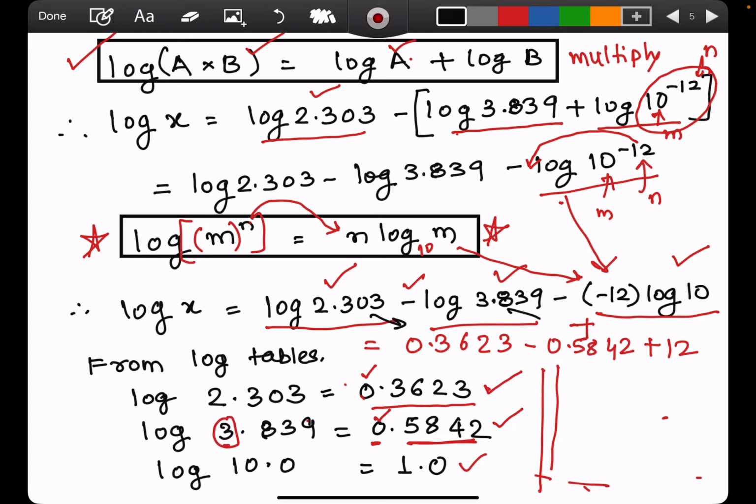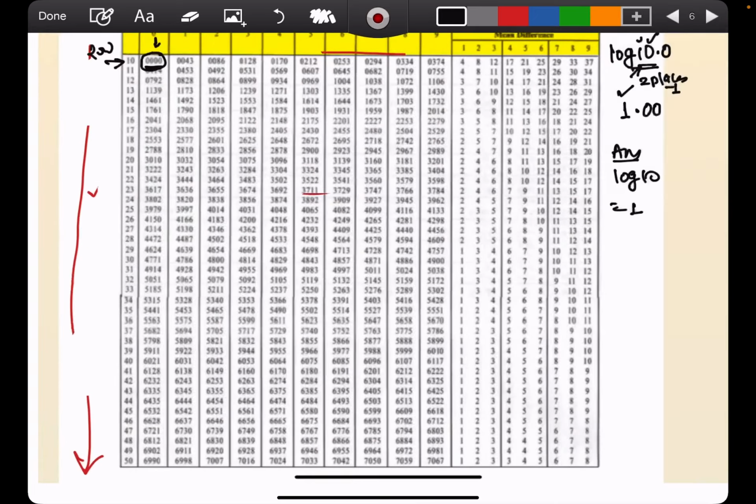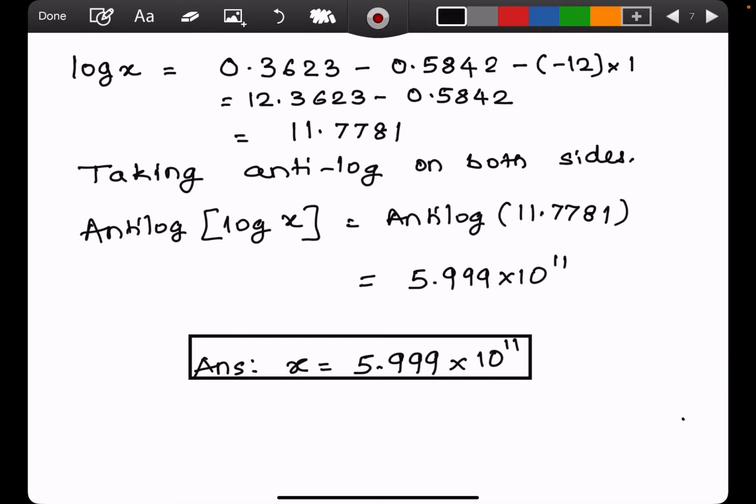3.839 log, I write it as 0.542, and log of 10 I write it as 1. 1 into 12 is 12. Substituting this and solving, you get log of x is 11.789. Now you don't want log of x, you actually want to find x. So for finding x, you have to take an anti-log on both sides.